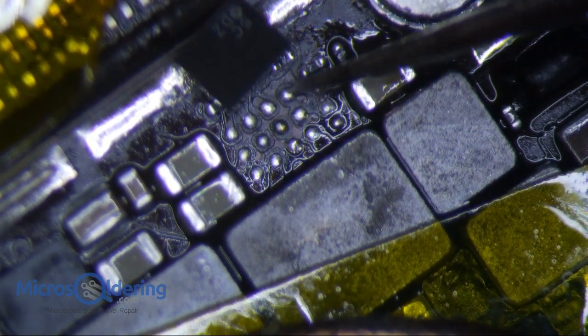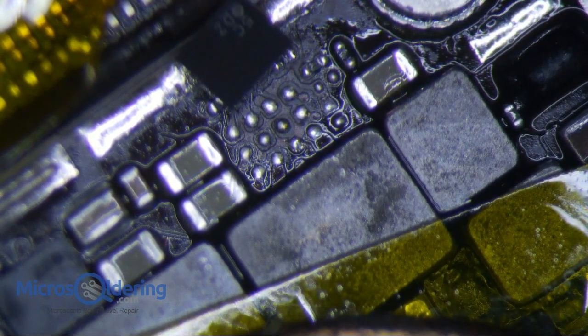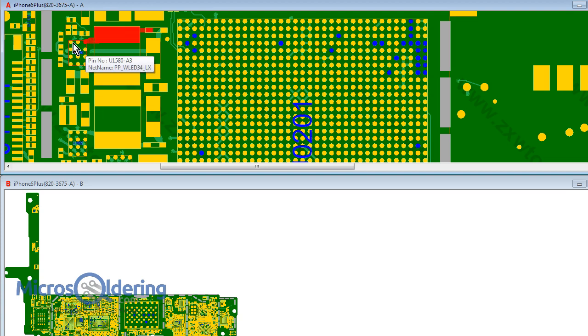I believe this top pad right there is A1. So you just check the orientation of this thing, and A1 is the top. Looking at it from this direction, it's top left, alright?